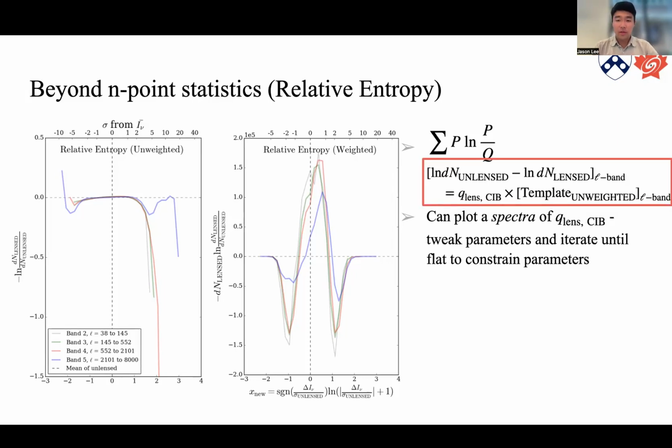What we thought we could do is to use this equation over here and use a combination of the data and simulations in order to plot a spectrum of Q-lens CIB parameters, given some initial intrinsic CIB parameters as well as the lensing amplitude. Then we can tweak these parameters and iterate until this spectrum of Q-lens CIB becomes flat, in order to constrain both the CIB intrinsic parameters as well as the lensing amplitude.